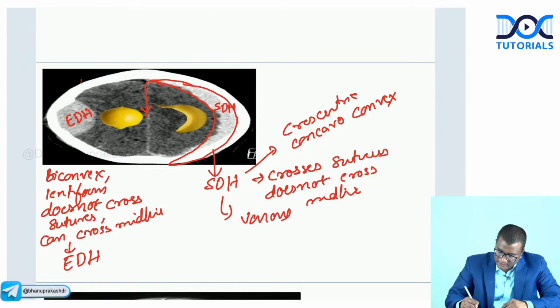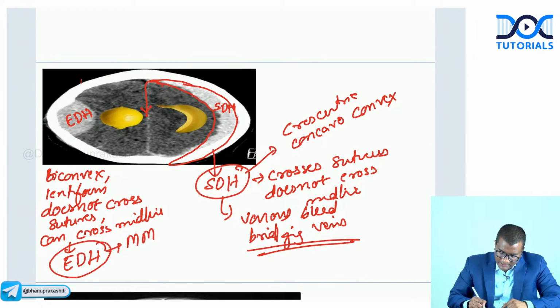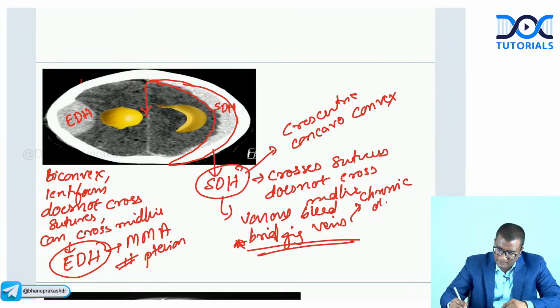And this is a venous bleed. Among the bleeds that we have, this is a venous bleed occurring from bridging veins, right? So it will take time to collect. So it's a bridging vein that is responsible for subdural hematoma. Whereas epidural hematoma is coming from the middle meningeal artery, right? Fracture of pterion and trauma patients and all. Whereas subdural hematoma is occurring through bridging veins. So chronic old trauma will be subdural hematoma.